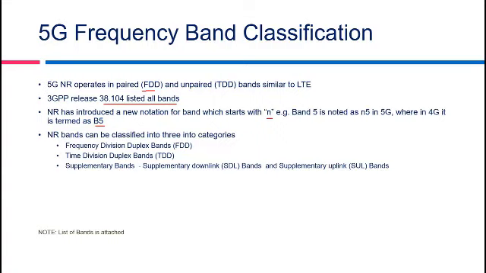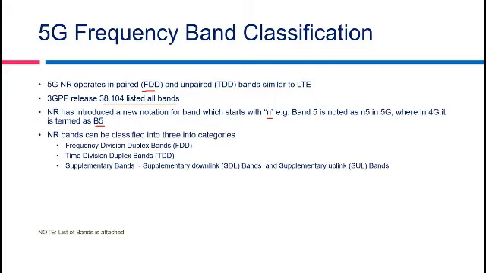NR bands can be classified into three categories. The very first category is the FDD bands, which we can say are the paired bands. We call them paired bands because we get the frequency location in a pair, meaning one frequency for downlink and a second frequency for uplink.